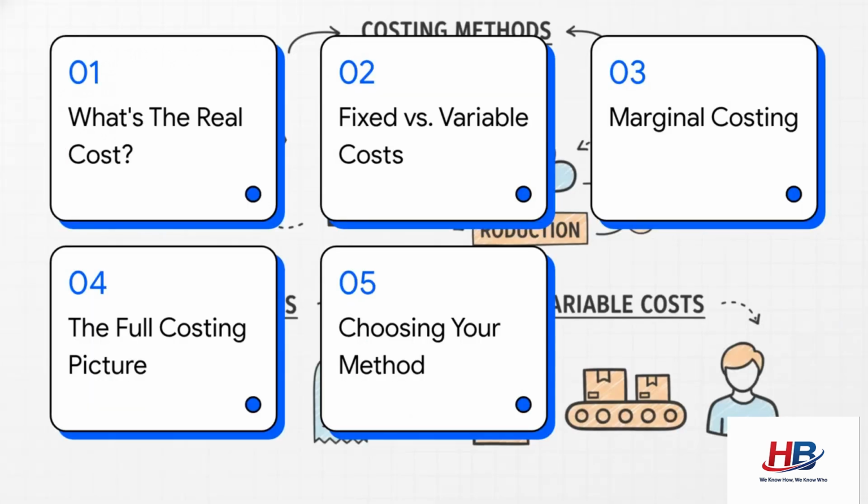All right, so here's the game plan. First, we're going to start with a really simple question to get our heads in the game. Then we'll dive into the two main kinds of costs. You've got your fixed and your variable. After that, we'll explore two different ways to look at your numbers, marginal costing and full costing. And we'll wrap it all up by figuring out when to use which method, because it all depends on the story you're trying to tell.